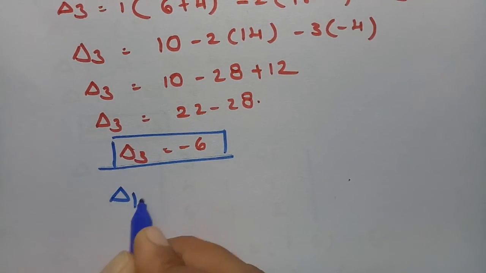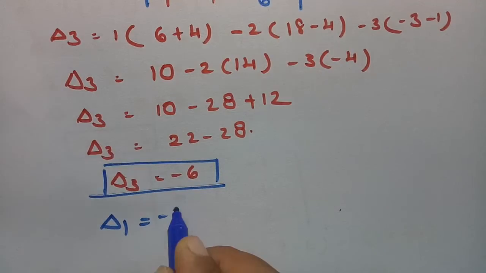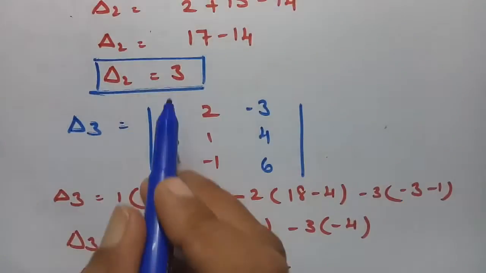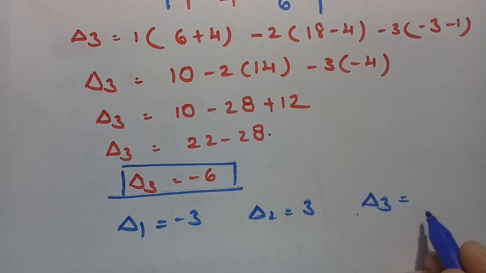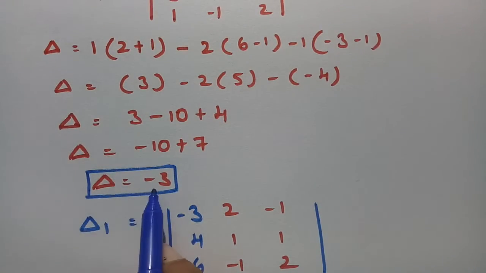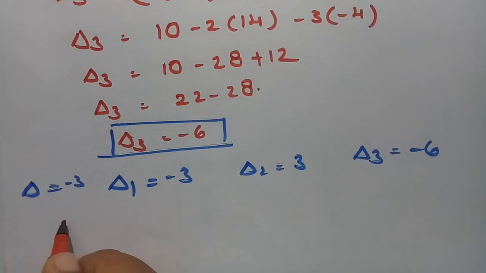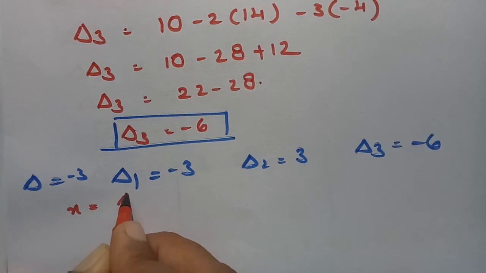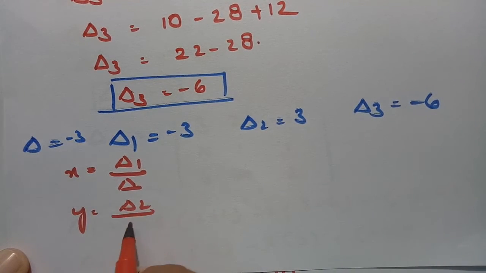See here, the delta 1 value is minus 3, and the delta 2 value is equal to 3. And the delta 3 value is nothing but minus 6. And now the delta value: the delta is minus 3. Now I need the value of x. So the x value is equal to delta 1 by delta, y is equal to delta 2 by delta, and z is equal to delta 3 by delta.